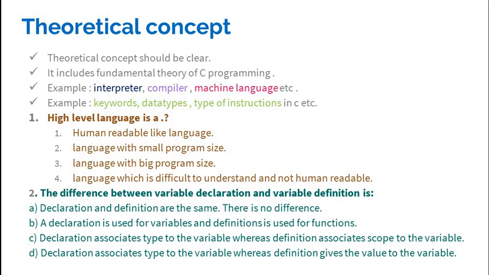Okay, so generally variable declaration, that means if I say integer A, so it is declaration. And variable definition, that means A equals to 5. So this option D is the correct answer. Declaration associates type to the variable, whereas definition gives value to the variable. While declaring, I write integer A, that means I am associating data type to that particular variable name. And when I say A equal to 5, I am giving value to it. Okay, so this is theoretical concept.